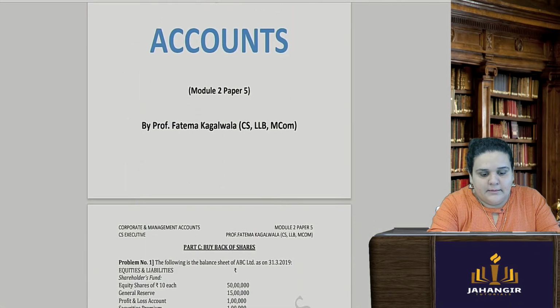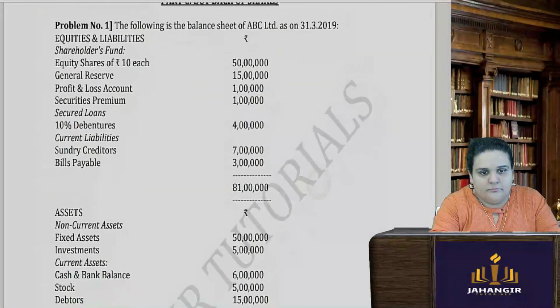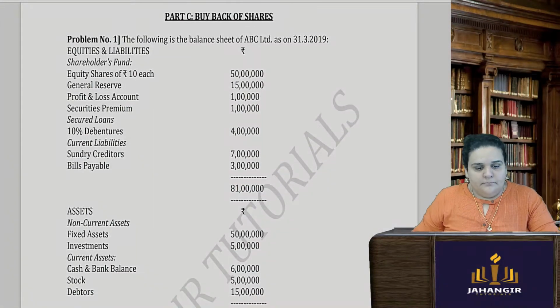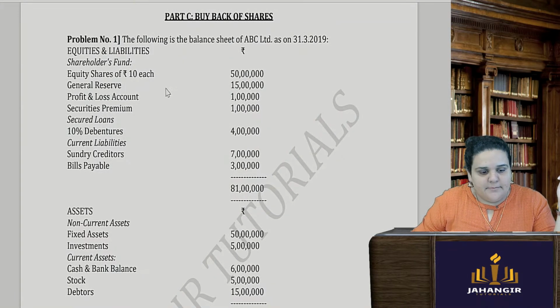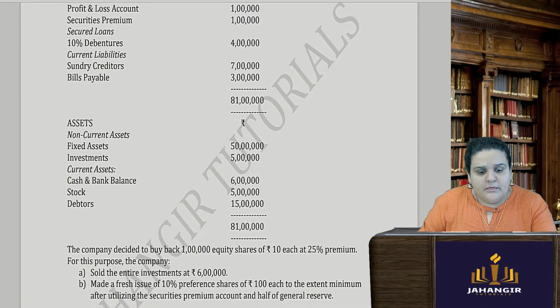Okay. Let's begin. From the following, this is the following balance sheet of ABC Limited. We have equity shares of rupees 10 each, 50 lakhs. General Reserve, PNL, securities premium, secured loans, debentures, we have secured loans. Current liabilities, we have creditors and bills payable. In assets, we have non-current assets, fixed assets and investments. In current assets, we have cash and bank balance, stocks and debtors.